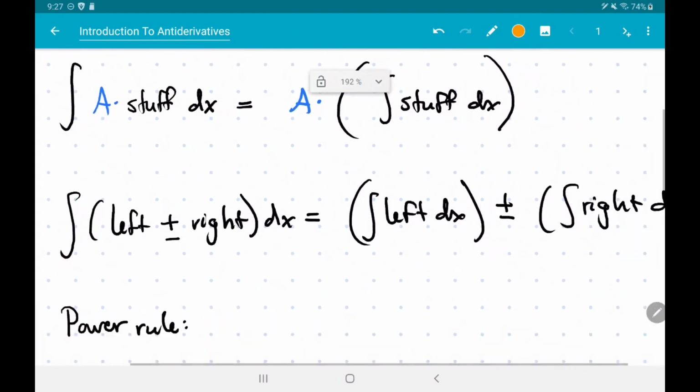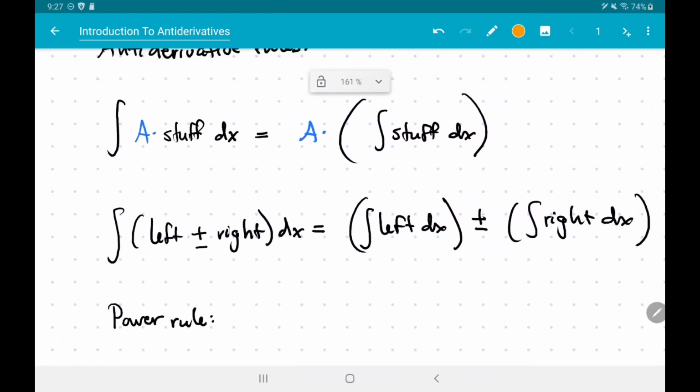If you have an antiderivative of an expression that has two things added together, then, well, you do the antiderivative of the left part plus or minus the antiderivative of the right part. Be careful with the subtraction that you get enough parentheses in the right places, because you need to be sure that you subtract the entire antiderivative of the right from the antiderivative of the left.